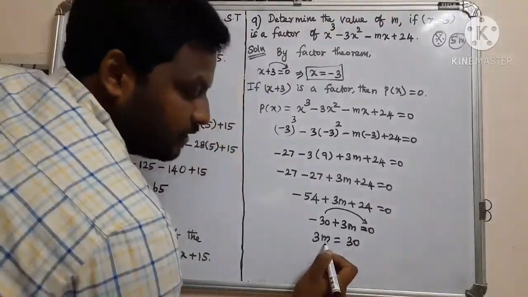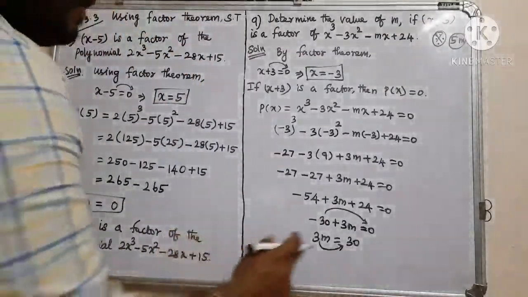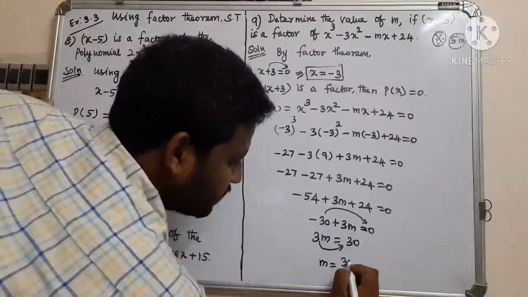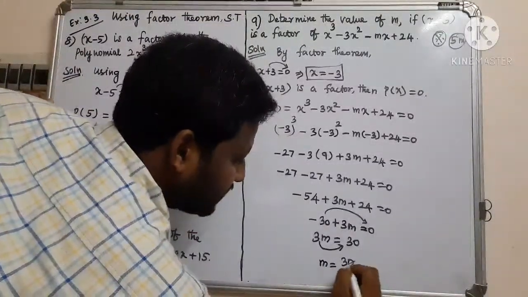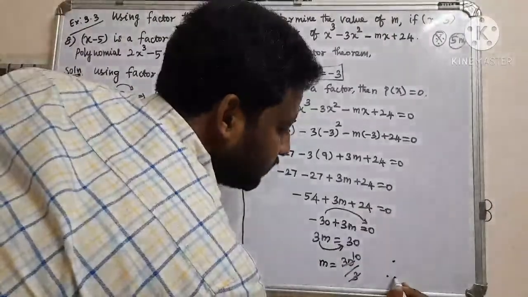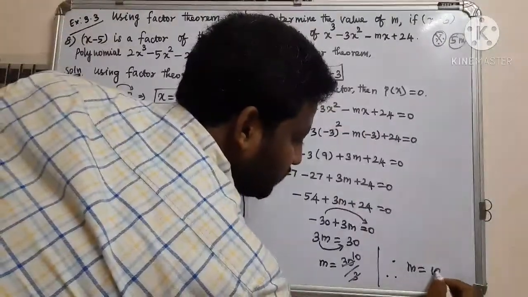So now we have to find out the value of m. So 3 should change into multiply, will change into divide. So m is equal to 30 divided by 3. 10 3s are 30. So therefore m value is equal to 10.